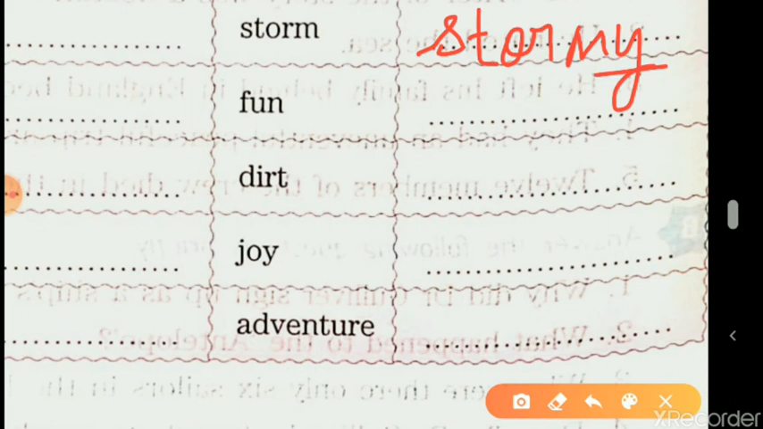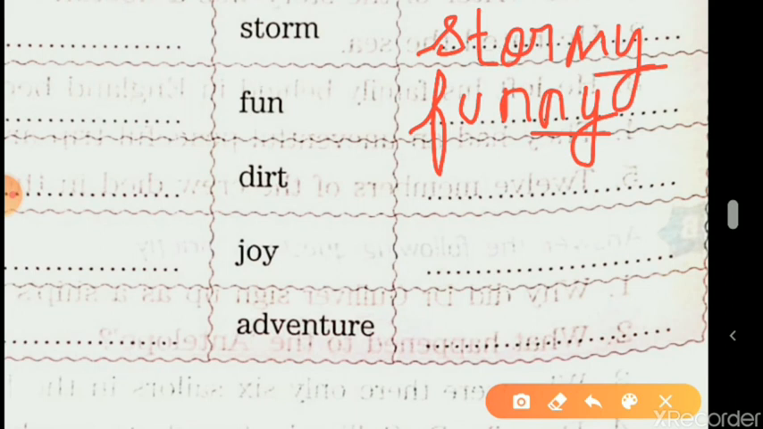Then the next word is fun. Fun, the spelling is a little bit different. Before adding Y, you need to add one more N. So funny. Fun, funny.